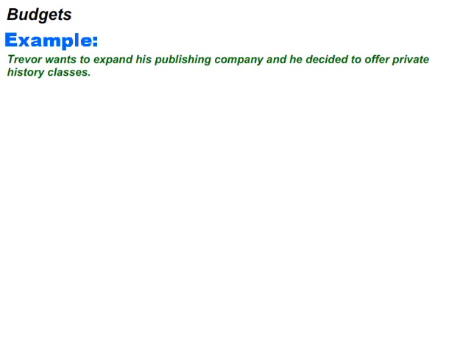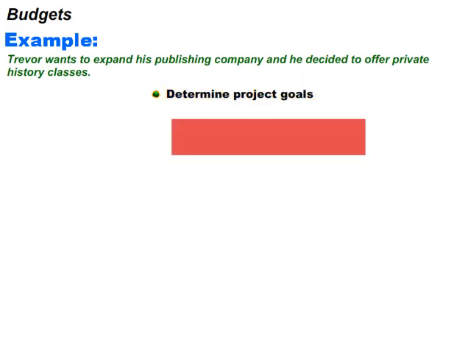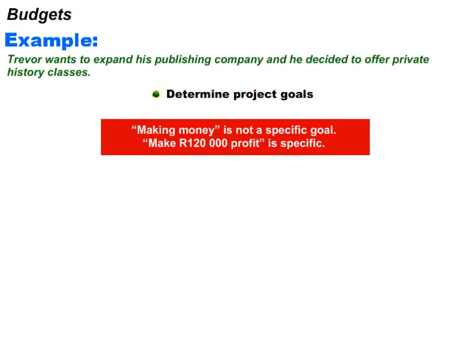The first thing we need to do is to determine the project goals. Why are we starting the project? By this statement, we mean what is the specific goal for the project. Making money is not a specific goal. Make 120,000 Rand profit is specific.